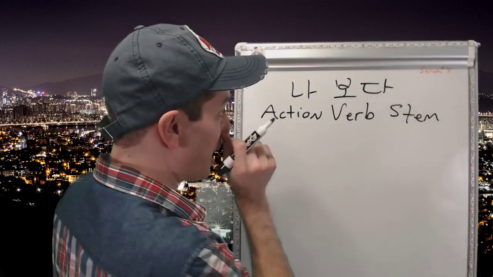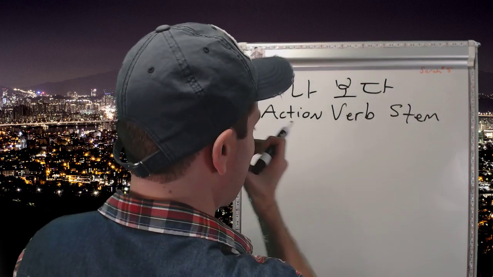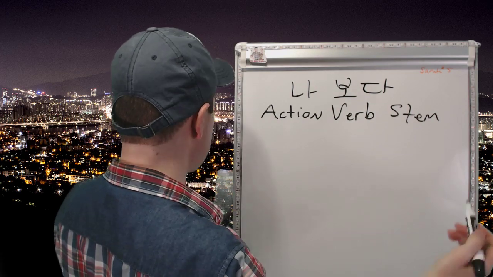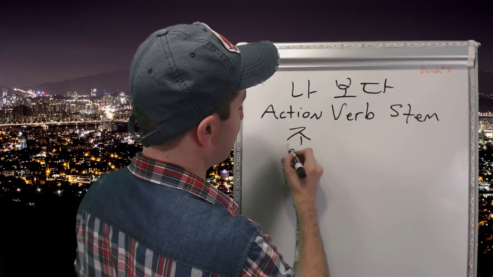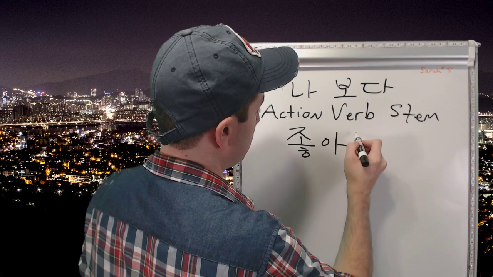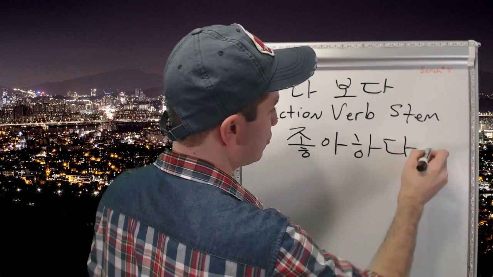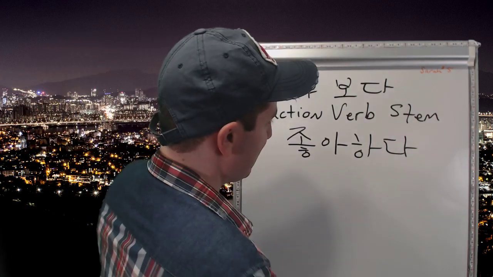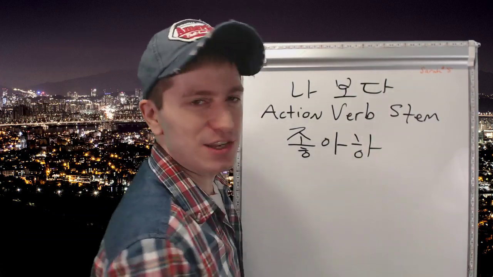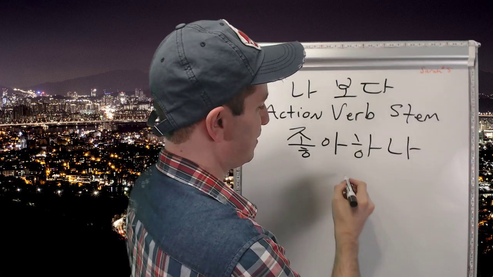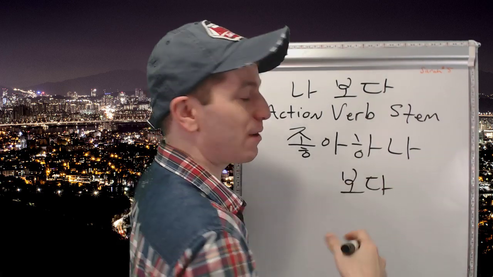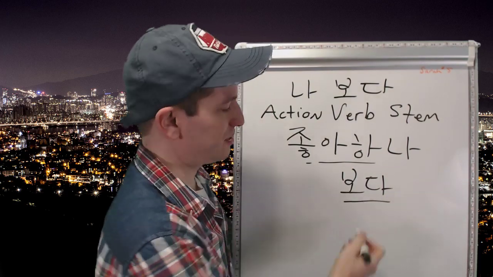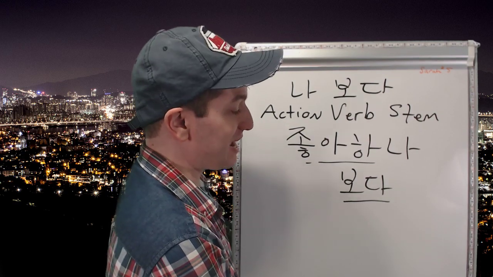Okay. So anytime you have an action verb, you attach 나 보다 by attaching it directly to the verb stem. So let's take the action verb 좋아하다, just a simple one, meaning to like. Like, I like that or I don't like that. You take the verb stem of that and you attach 나 보다, and then you conjugate however you'd like. You can conjugate this a different way, anything you like, but this is the base that we start with.